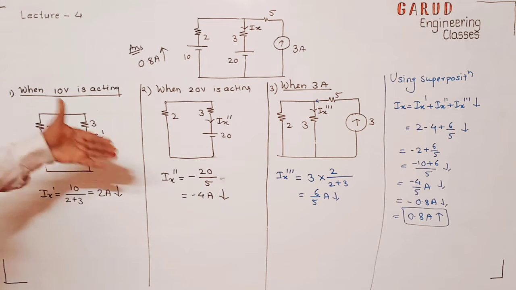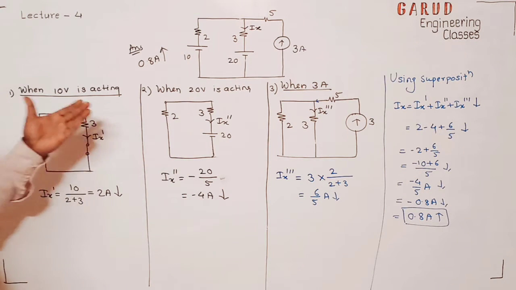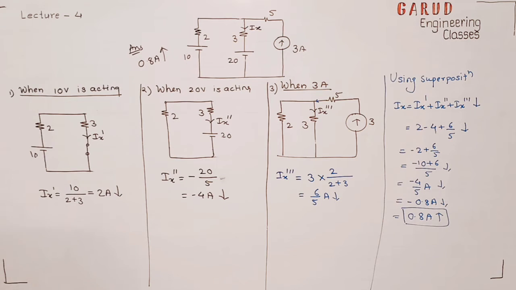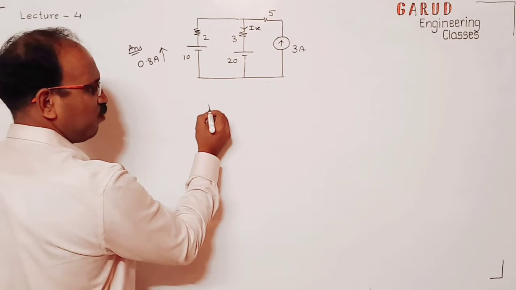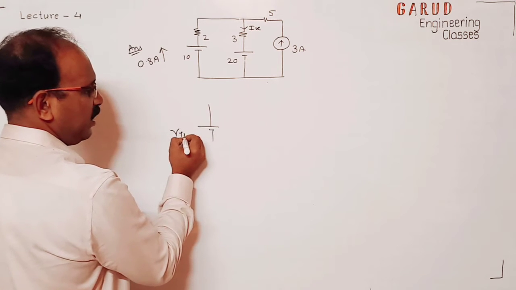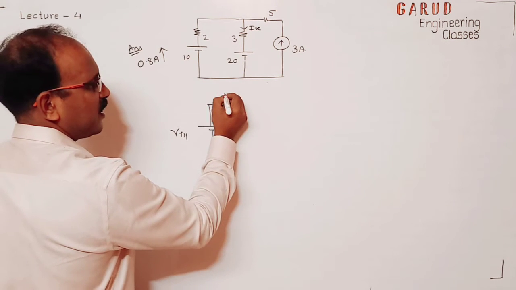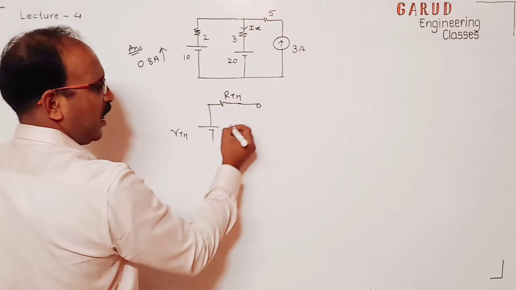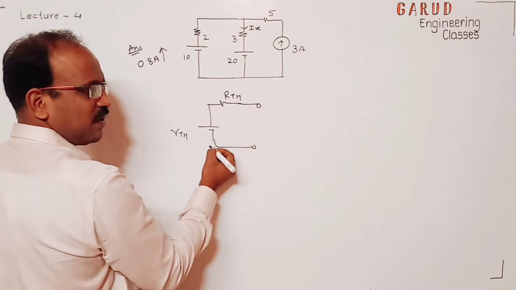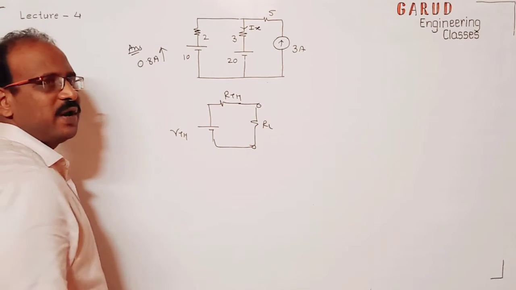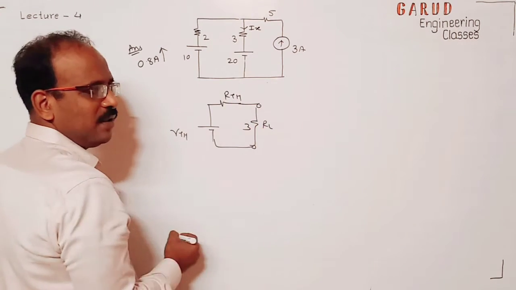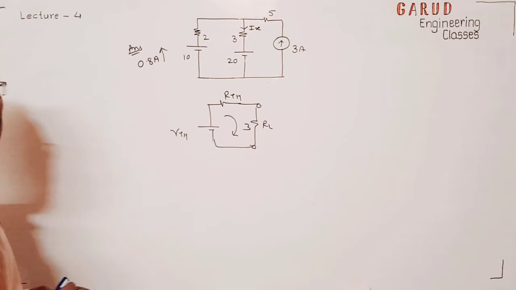Now next I will tell you how to solve this using Thevenin's theorem. What happens in Thevenin's theorem? In Thevenin's theorem, we have to find Thevenin's equivalent, that is Thevenin's voltage source, that is what we can say VTH, and Thevenin's resistance, that is RTH. Okay, and then we connect load RL, from where you want current. So what is the load here? That is 3. And then we apply just KVL to get the answer.